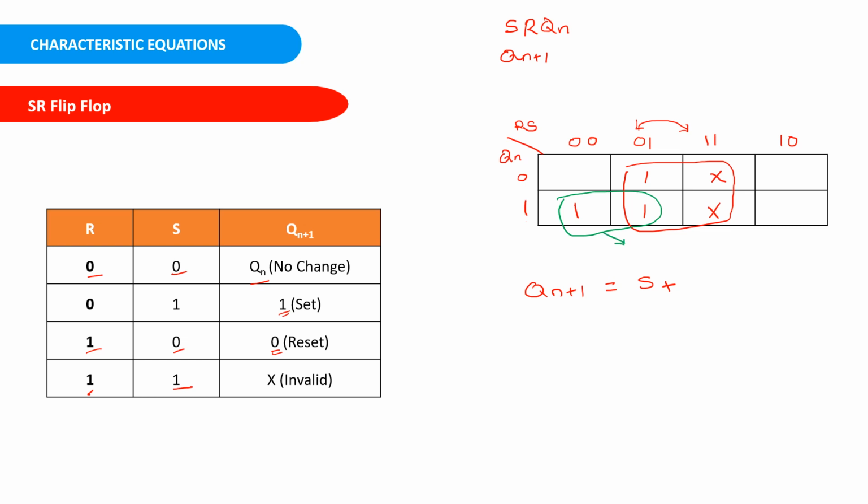For the second group, we have R and S as 0 0 and 0 1. So R is 0, so R complement. S is 0 and 1, so that gets cancelled. Then Qn is 1, so Qn. So your expression for Qn plus 1 is Qn plus 1 equals S plus R complement Qn. That is the characteristic equation for the SR flip-flop.